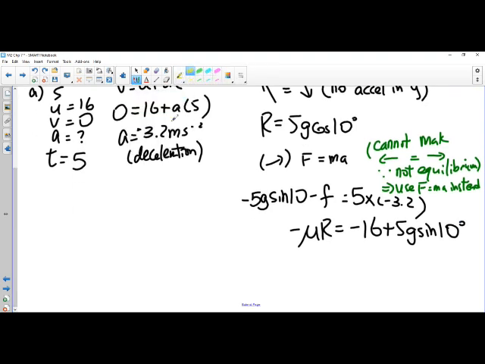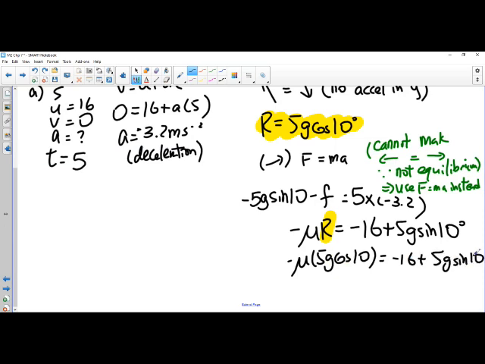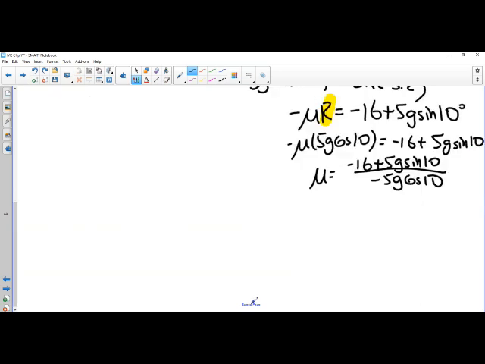So let's use the power of color coordinating again. R equals 5g cos 10. That'll be R. So minus mu times 5g cos 10 equals negative 16 plus 5g sine 10. Divide by negative 5g cos 10, so mu equals negative 16 plus 5g sine 10 divided by negative, don't forget, negative 5g cos 10. Put in the calculator, and you should be able to get 0.155 as your coefficient of friction.